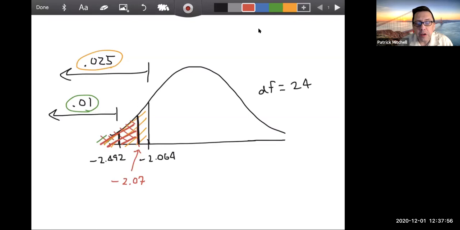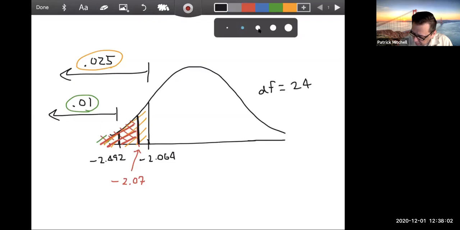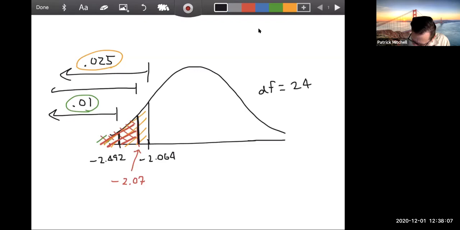Since negative 2.07 is between those two values, that means that the p-value, which is the area to the left of negative 2.07, has to be between 0.01 and 0.025. So the best you can do, again, if you're using table A3, is to find bounds for the p-value. In this case, the p-value is between 0.01 and 0.025.